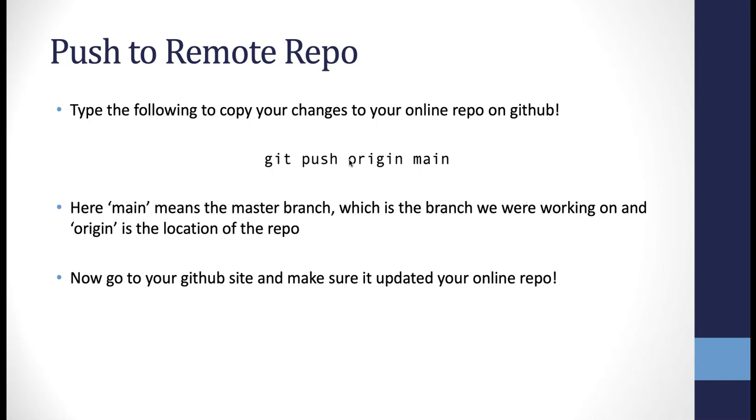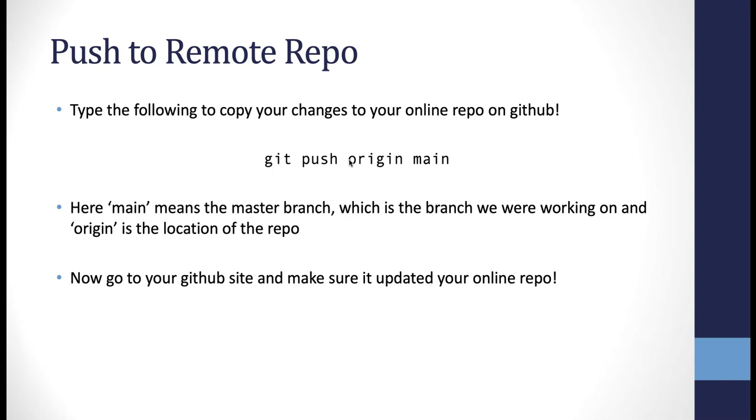Finally, then, what we want to do is push to our remote repository. Again, within the directory where we have our files stored, git push origin main. So git push is the command. Origin means that we're just committing to the original site of the clone, and that we're doing the main branch.